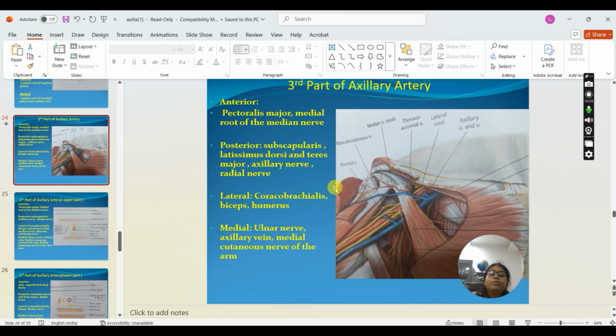We have seen all this stuff. This is the coracobrachialis muscle. This is the musculocutaneous nerve entering into it. This is the lateral root of the median nerve. Okay.